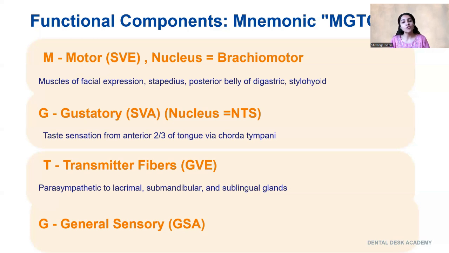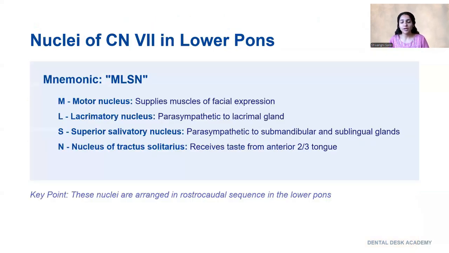Then you have various transmitter fibers. That is, I have told you that this is a general function. It's visceral, and again it is efferent in nature. So you have parasympathetic to lacrimal, submandibular, and sublingual glands. That is, it is responsible for causing secretion, secretomotor, to these particular glands. As I have already mentioned this earlier, these are the four nuclei which are concerned with the facial nerve. You can pause this slide just to go through it once again.